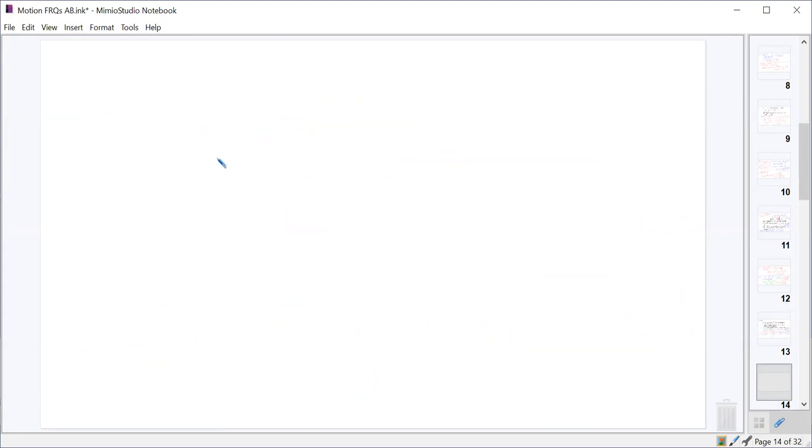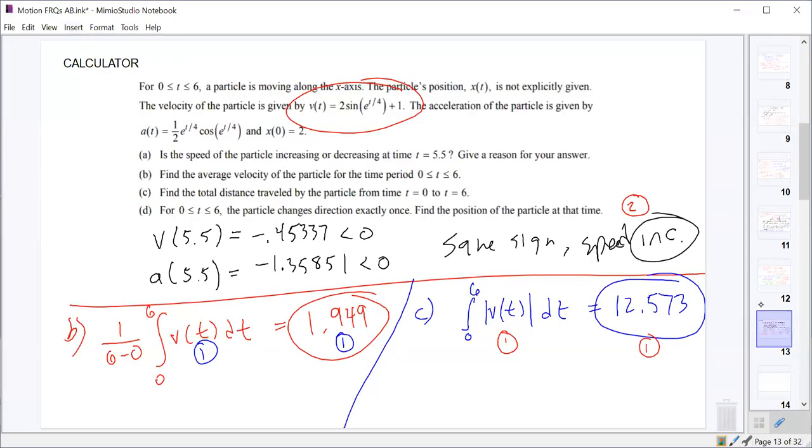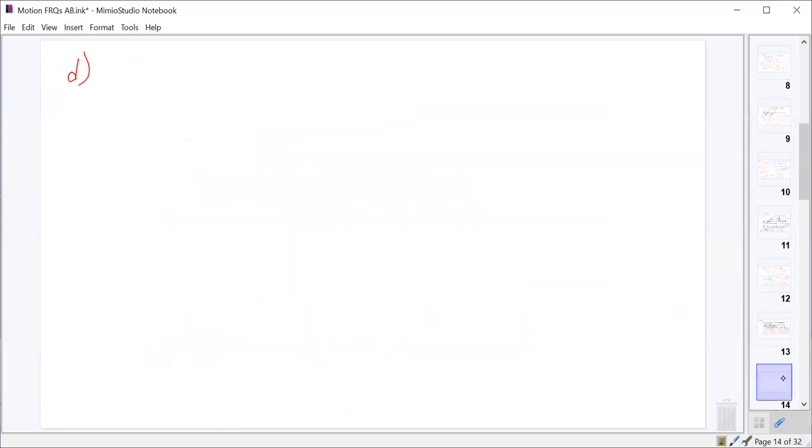Part D, which we would do here if, there we go, now my pen is working. Part D says for 0 to 6, the particle changes directions exactly once. Find the position of the particle at that time. So to figure out where it changes positions, we need to set v of t equal to 0 to see when it could potentially change positions. You only get one value when you graph v of t and look for its x-intercept. That is 5.19552.